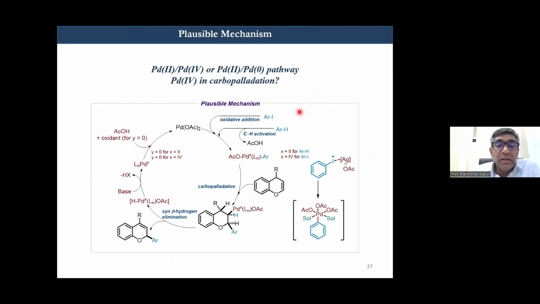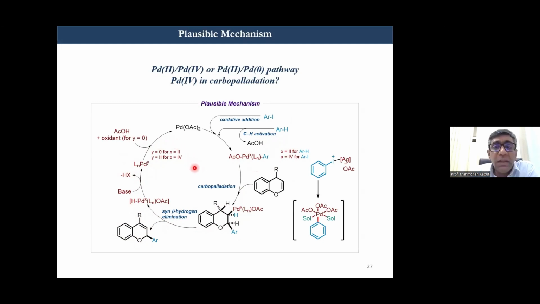One of the earliest mechanisms that we thought would be prevalent is that the palladium Pd(II) could undergo an oxidative addition to give you a very unstable Pd(IV) species, which would now undergo a carbopalladation. Now, because there is no syn beta hydrogen at this position, this H would be lost. With the arenes, you could undergo a CH activation to give you a Pd(II) species of this kind. This could undergo a carbopalladation, and then a syn beta hydrogen elimination would give rise to the product. And the palladium would now be regenerated with the oxidant.